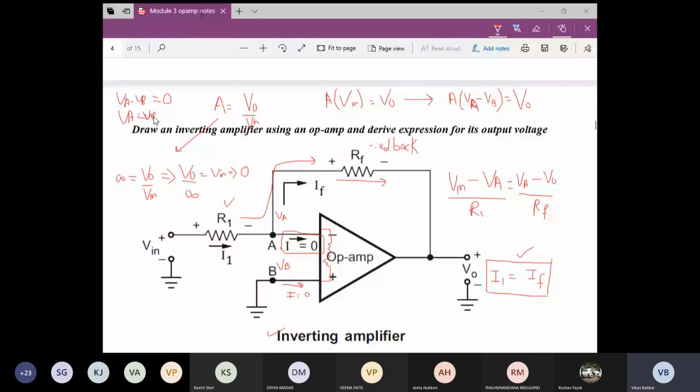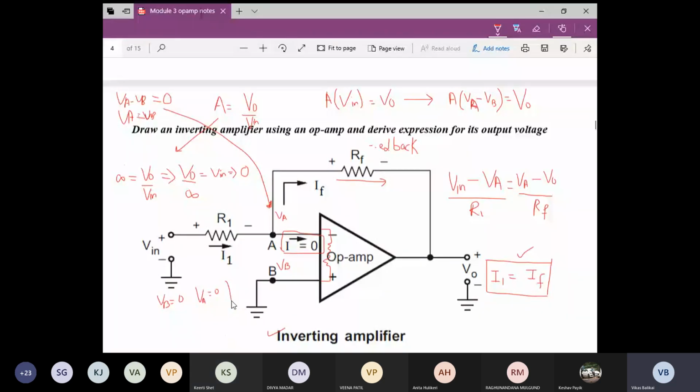If I try to apply this concept over here, can you tell me what is the voltage at which VB is present now? VB is connected to ground. So VB is 0. If VB is 0, what will be VA? 0.